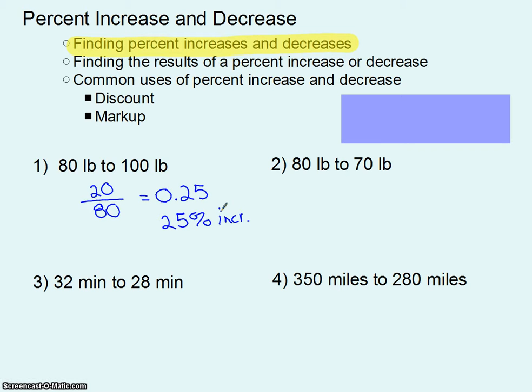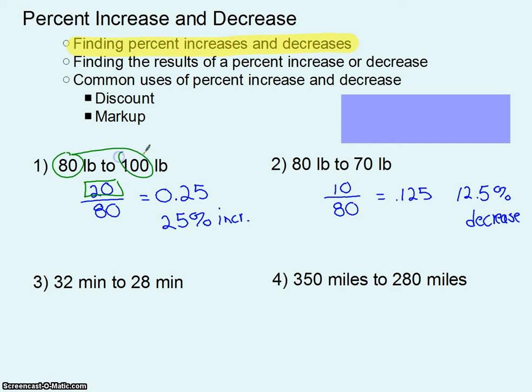Over on problem 2, notice it decreased this time. It went from 80 to 70. Well, how much of a change was that? 10. And 10, the amount of change divided by the original amount, is 1/8, or 0.125. We'll write that as 12.5% decrease. So what you've noticed is that each time we took the amount of change, we found the difference, we subtracted these two numbers. We wrote that right here. Then we took the original and divided the change by that amount.